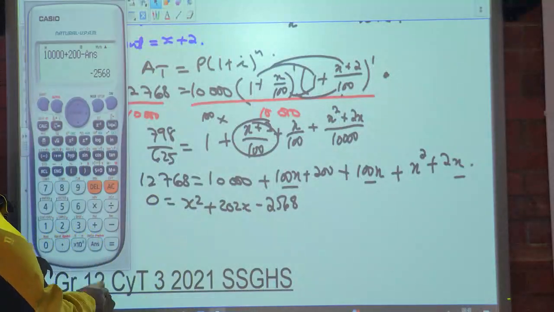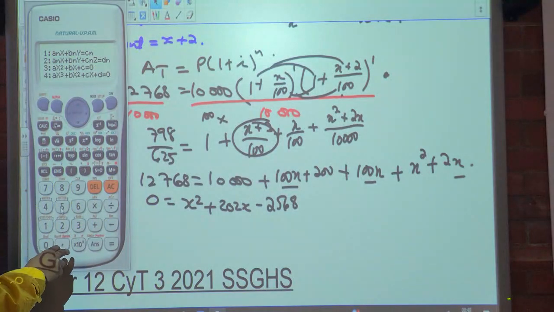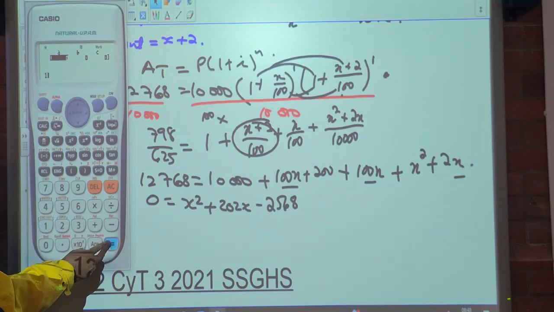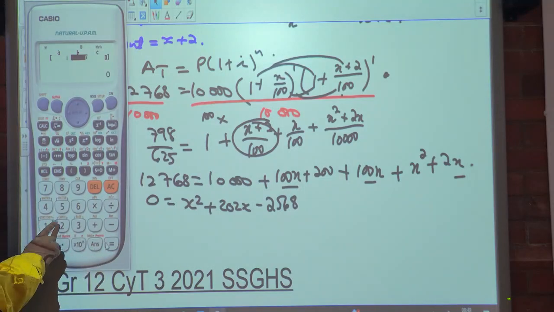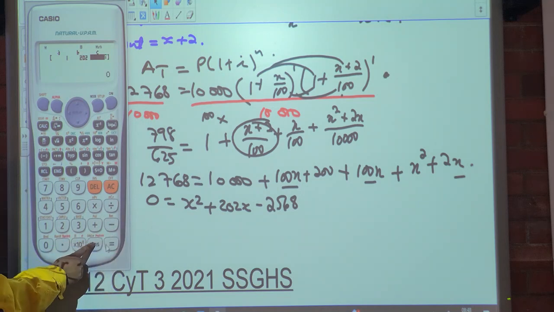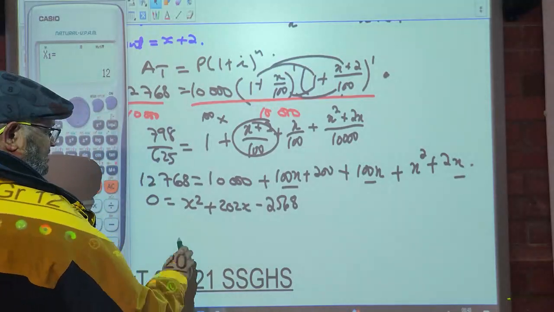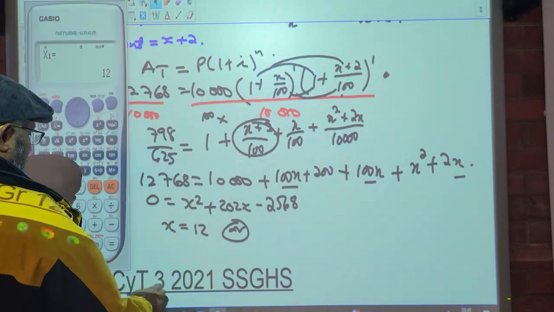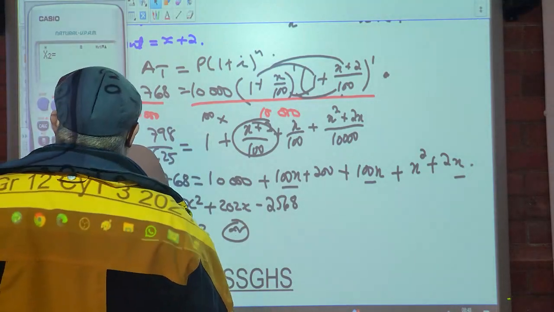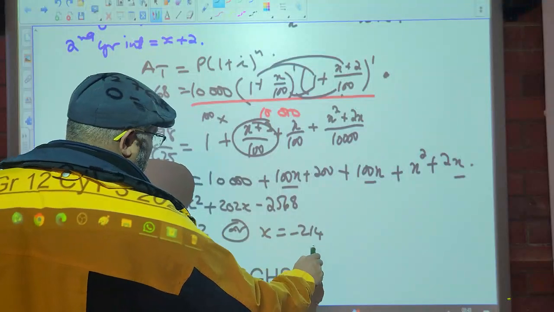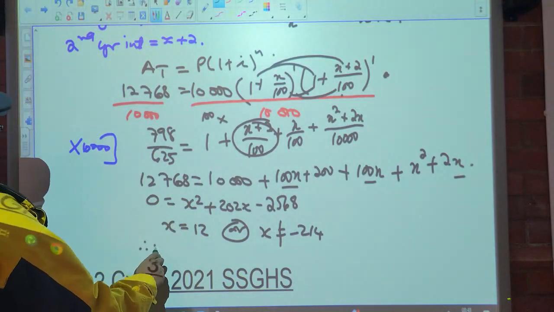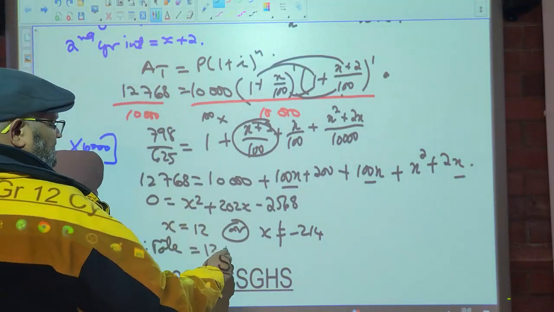So we plug that into the quadratic formula. Otherwise we're going to spend forever and a day to work out the factors there. So it's 1 as your A value, 202 as your B, and negative 2,568 as your C. Which means x value of 12, or it should be a negative value of 214. Could it be negative? No. So therefore, your rate for the first year is going to give you 12%.